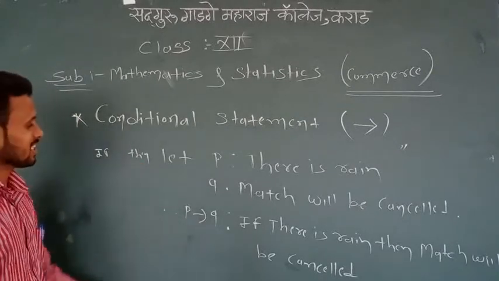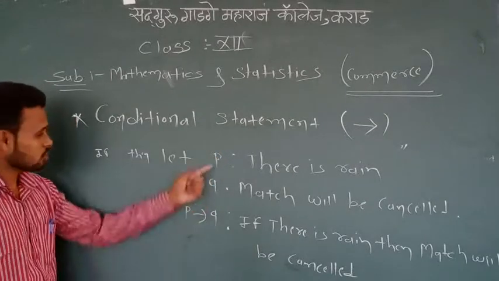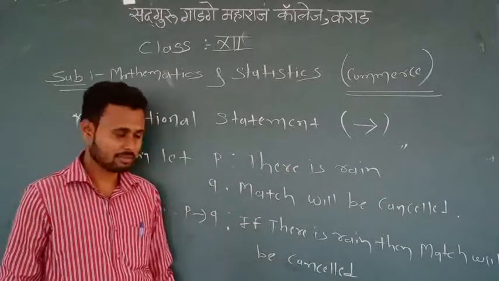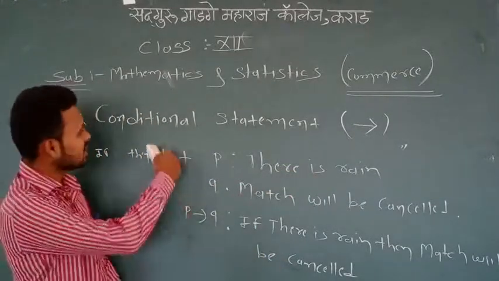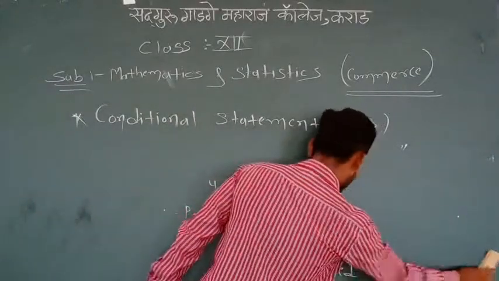p: there is rain, q: match will be cancelled. Then the conditional statement of p and q, p implies q. What? If there is rain, p statement, then q statement, what? Match will be cancelled. This is the conditional statement of two simple statements.